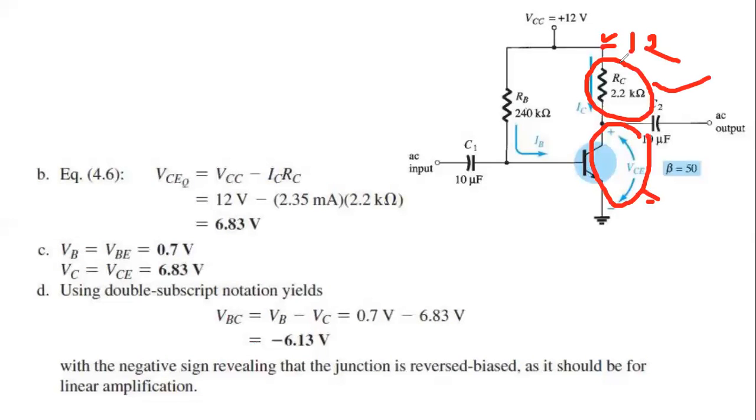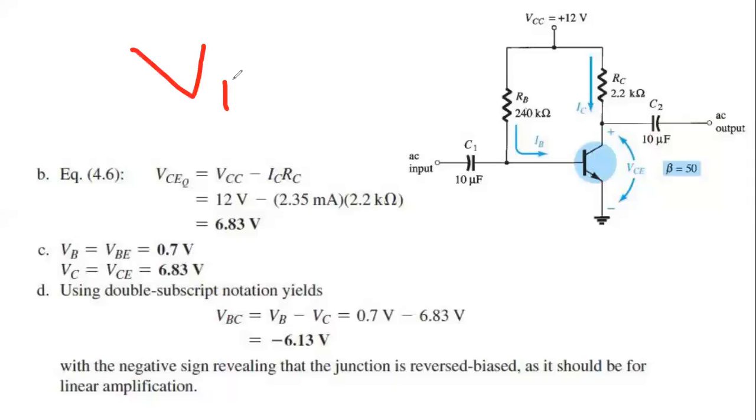So this 12 volt will be applied across this resistance and this VCE. So from this resistance voltage, how can we find it? By Ohm's law, IC into RC. The current flowing here is IC. So the total 12 minus IC into RC, we find out the VCE value. So this 6.83 is the voltage of VCE.